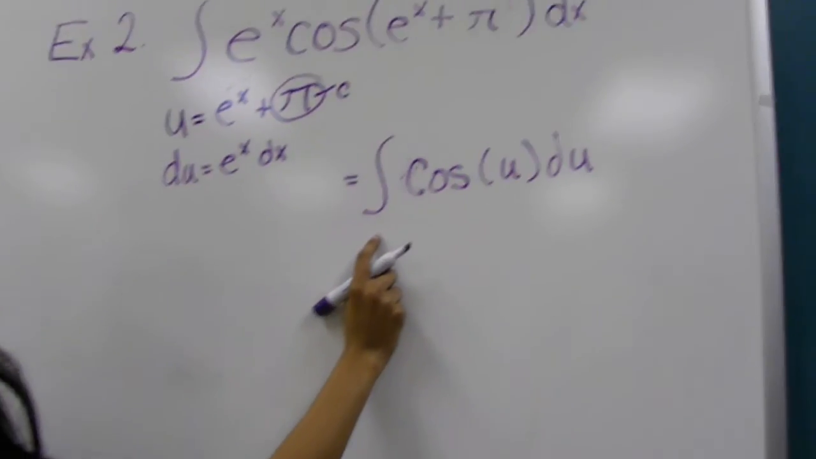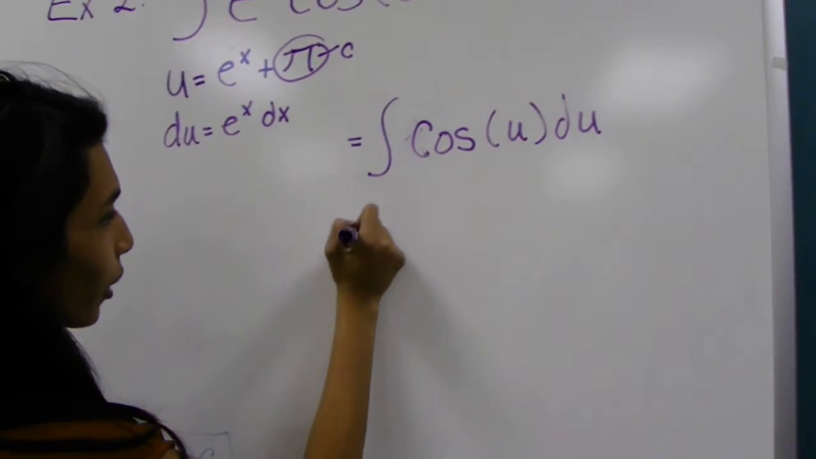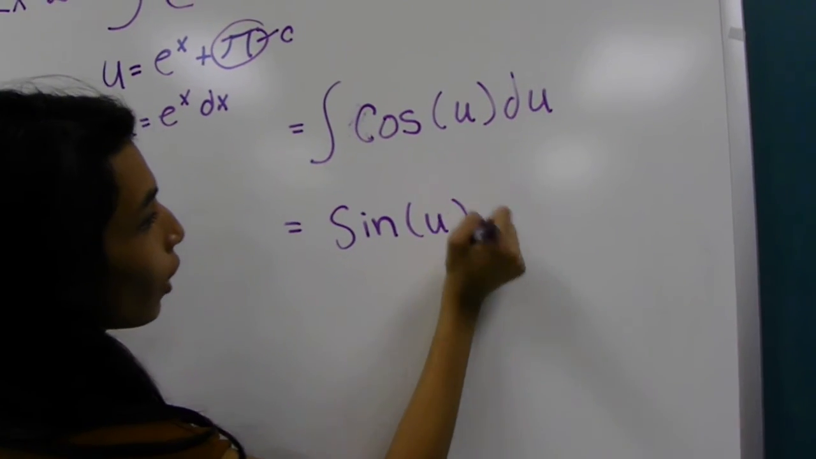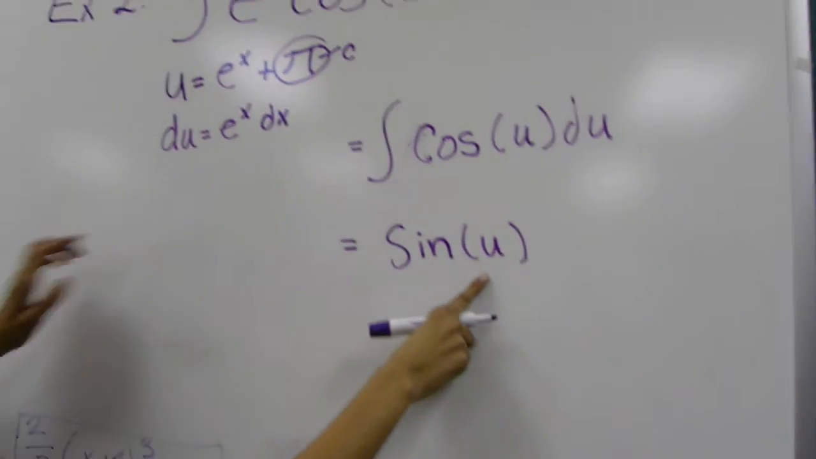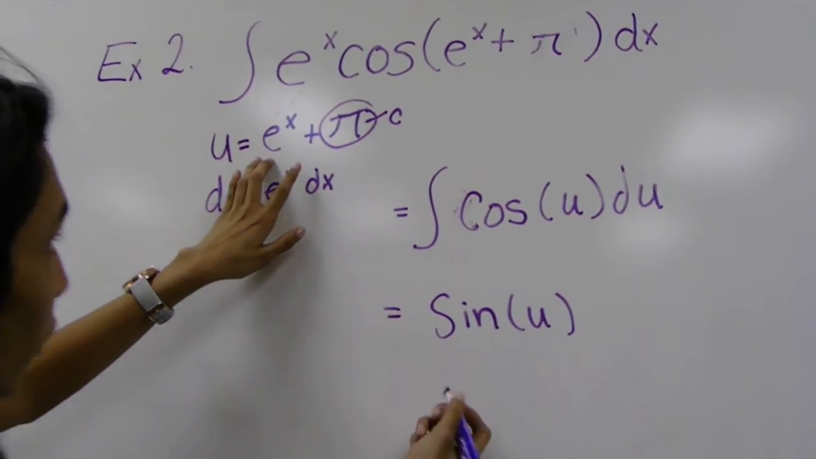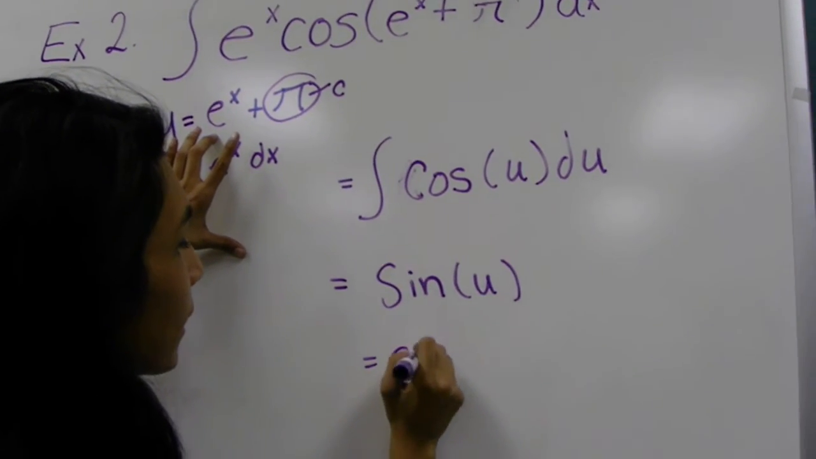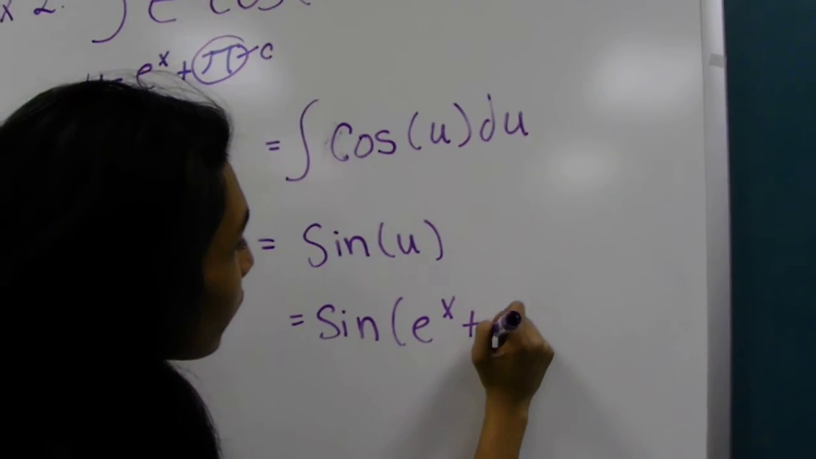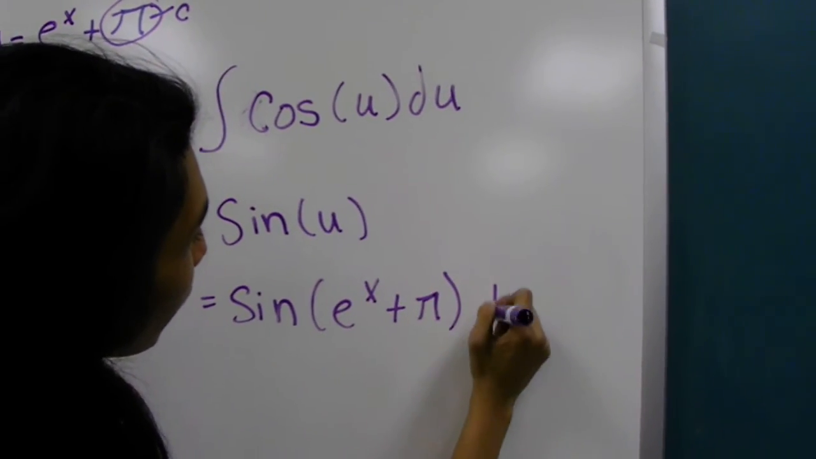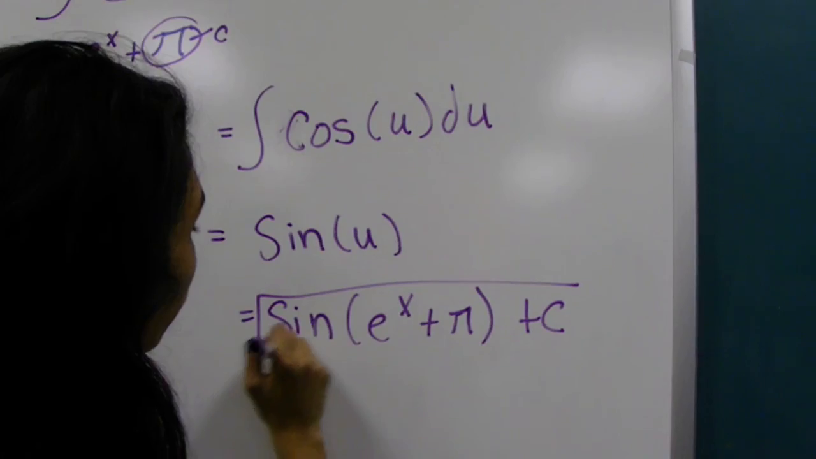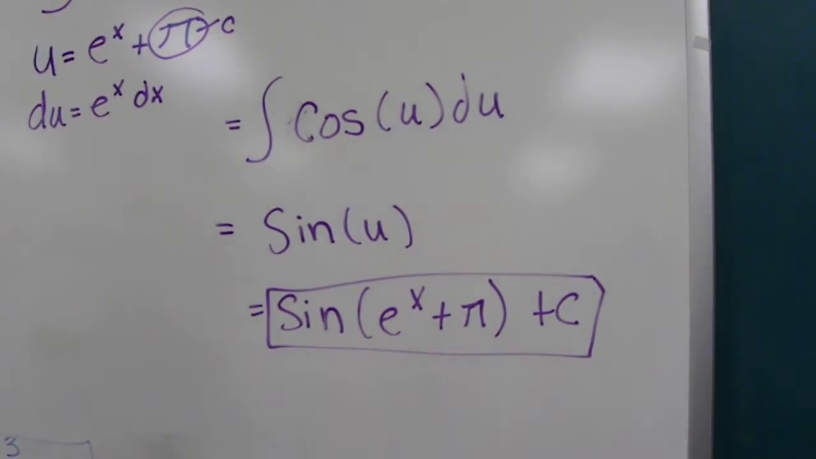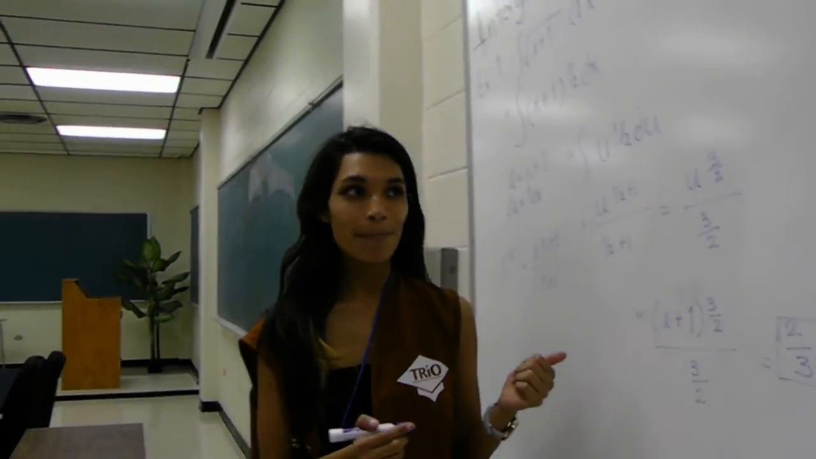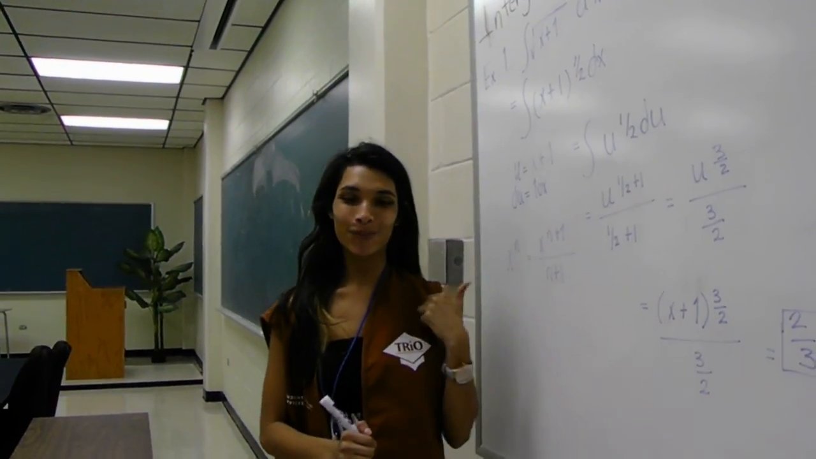So what's the integral of cosine? We already know, it's sine u. Once we have that, we again go back to our substitution of u. So it's going to be sine of (e to the x plus pi) plus our constant, and that's our answer. That's how we do integration by using u substitution. Thank you for watching and hope you learned something new. Thank you.